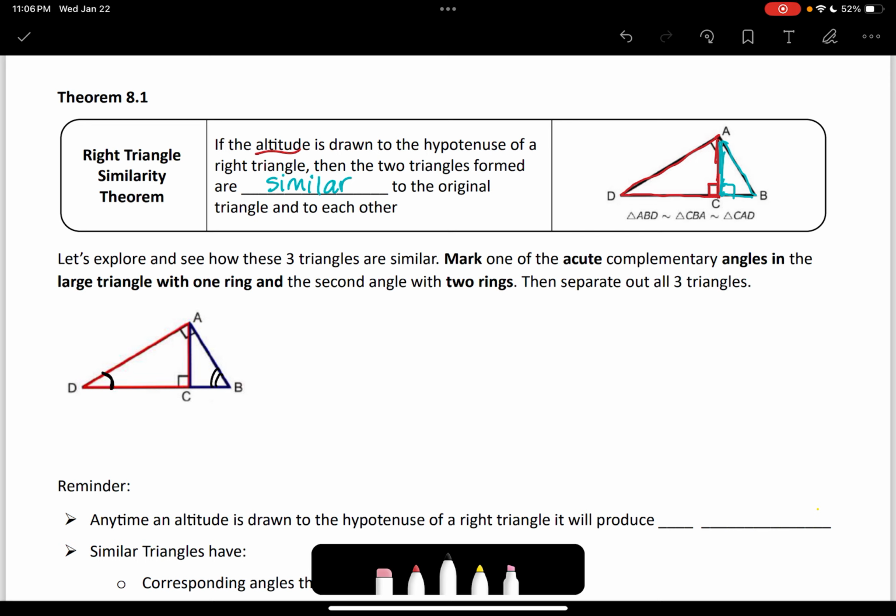So what we're going to do now is we're going to separate out all three triangles, right? Because this is really messy to look at when they're all kind of inserted inside of each other.